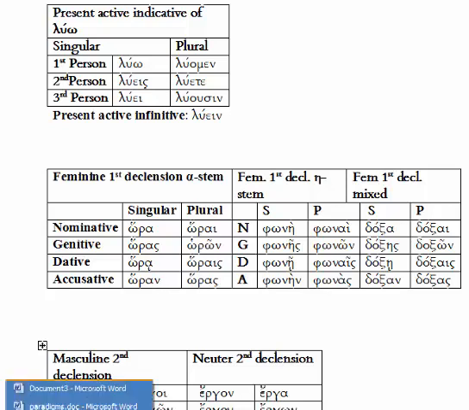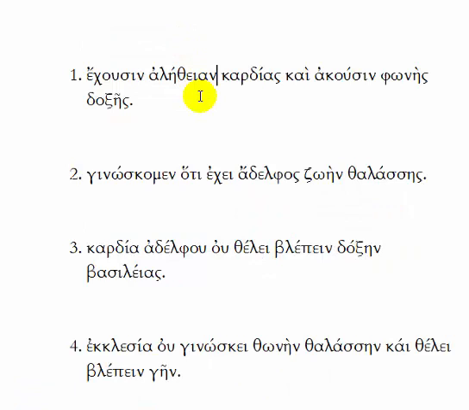So therefore, we would expect it to be what? We would expect it to be the object of the verb. So ekousin aletheon, they have truth. It's not that truth has anything, it's they have truth. And cardias, what about cardias? Well, again, cardias, if we remember from our vocab, is also a first declension noun. Cardia, cardias, cardia.